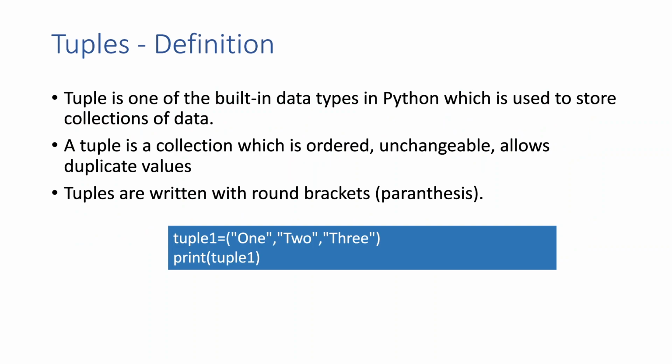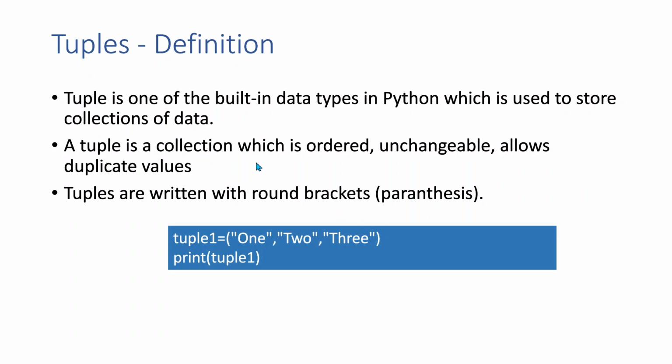To start with, tuples are used to store multiple items in a single variable. Tuple is one of the four built-in data types in Python used to store collections of data. The other three are list, set, and dictionary, all with different qualities and usage. A tuple is a collection which is ordered, unchangeable, and allows duplicate values. It is generally written within round brackets. A few people call it parenthesis as well.